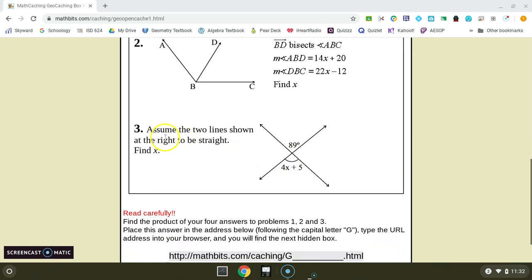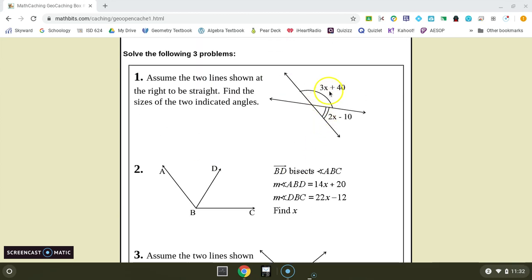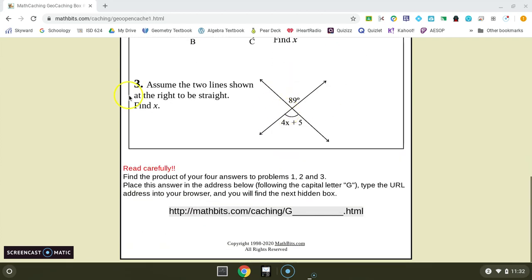Then for number 3 here, we have 2 straight lines that cross. That means we have vertical angle 89 and vertical angle 4x plus 5, and we know those to be equal. I end up getting 21 for x. So now that we have our answers, we have 130, 50, 4, and 21.